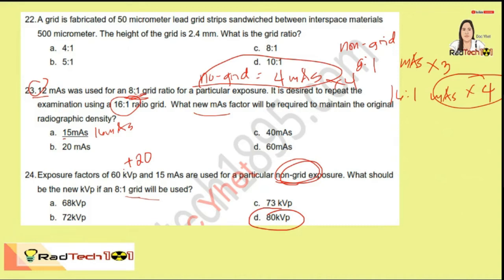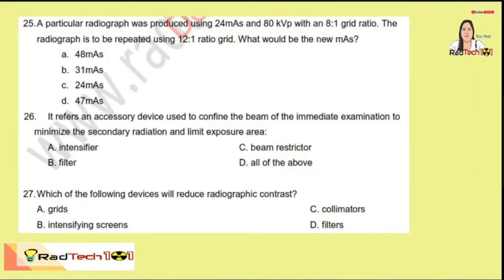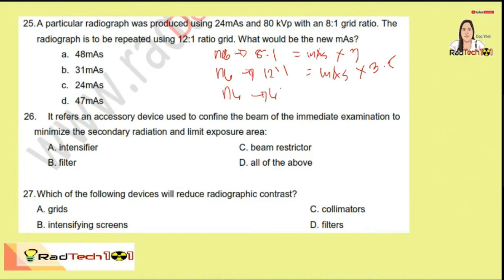Okay, so next, 25. A particular radiograph was produced using 24 MAS and 80 kVp with an 8 is to 1 grid ratio. The radiograph is to be repeated using 12 is to 1 grid ratio. So, what is the new MAS? Sabi natin kanina, from no grid to 8 is to 1, MAS is times 3. From no grid to 12 is to 1, the MAS is times 3.5. Yung nabanggit ko rin kanina, no grid to 16 is to 1, MAS is times 4.